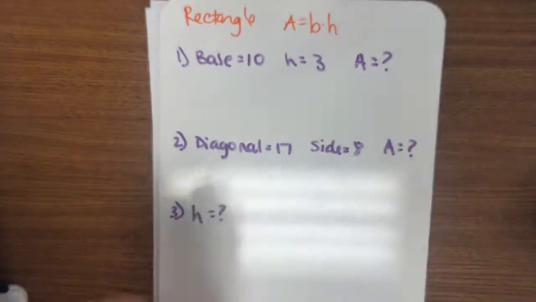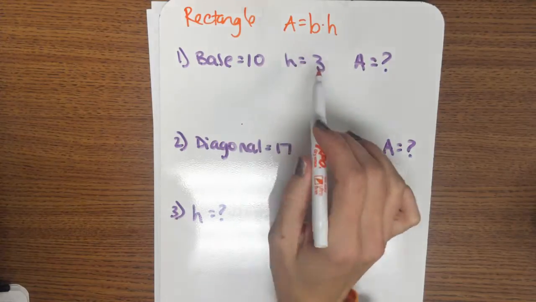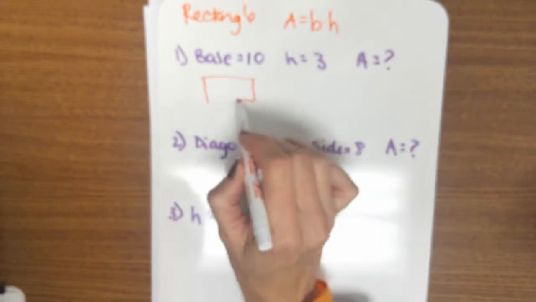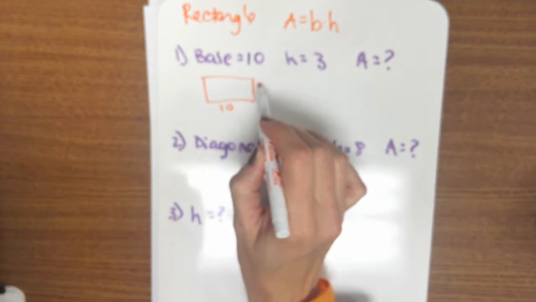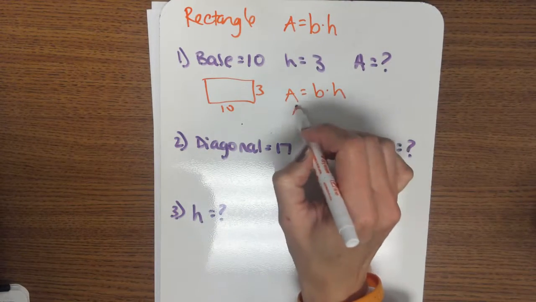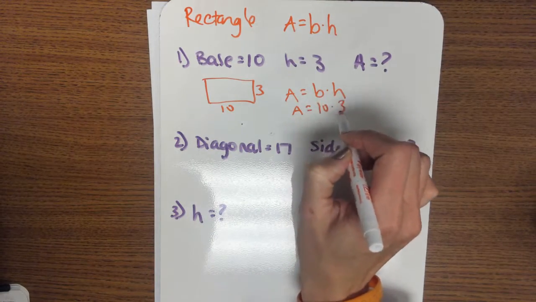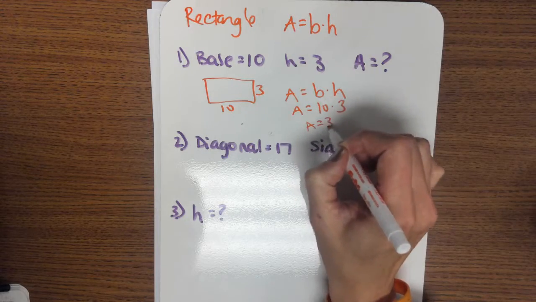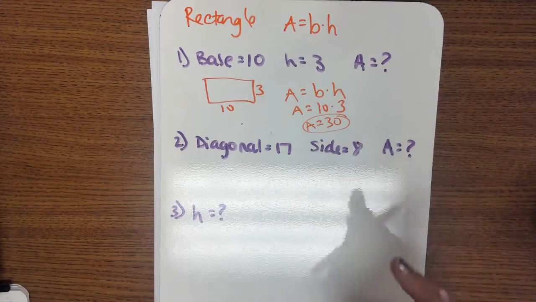The first one is just a straight up, what is the area? I know the base, I know the height. So if you were to draw a picture, base is 10, height is 3, area is just base times height. Well, my base is 10, height is 3, means my area is 30.